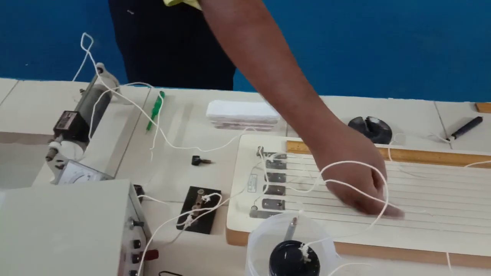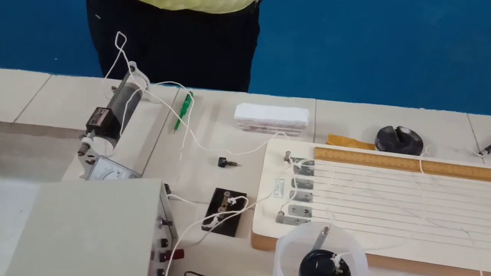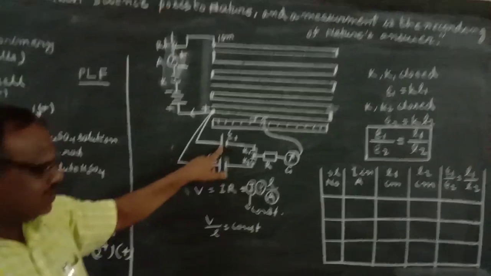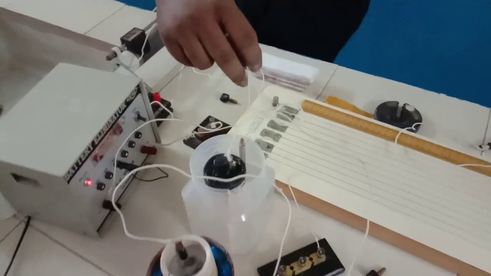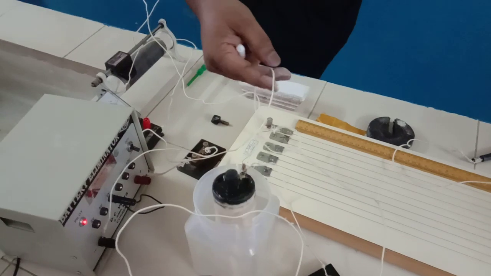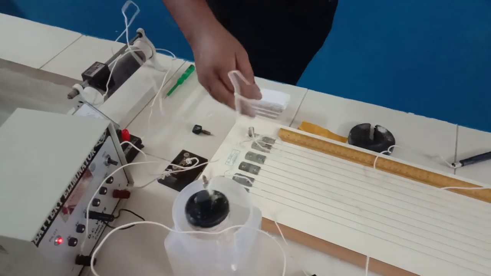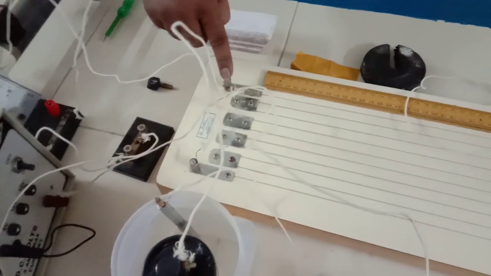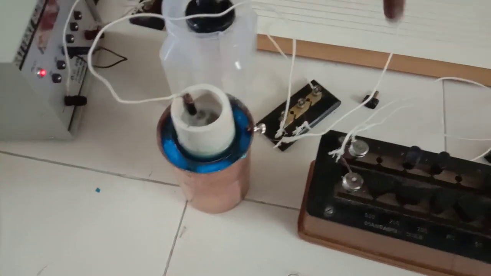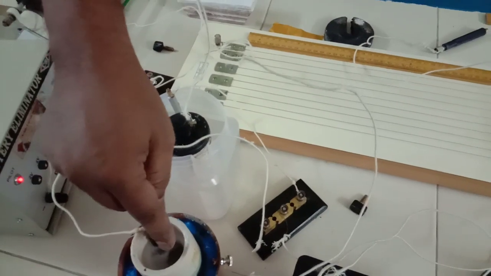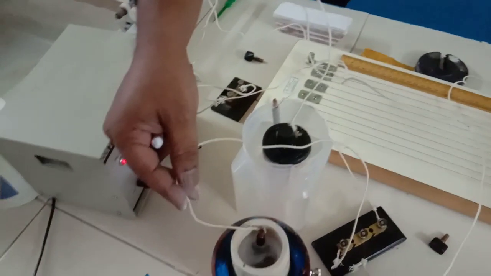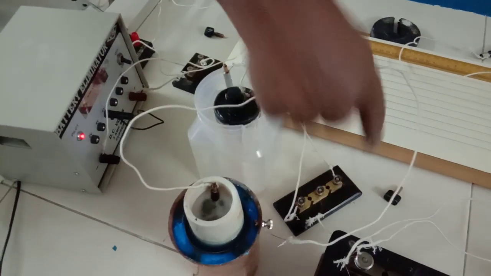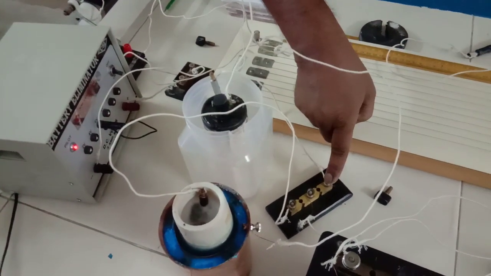Otherwise, if this resistance is there, you cannot get deflection. Now the positive of one cell, this is your Leclanché cell, which I have taken as E1, will be connected to this end. Also the positive of your Daniell cell is connected here, and the negative of this is connected here. This is a two-way key.